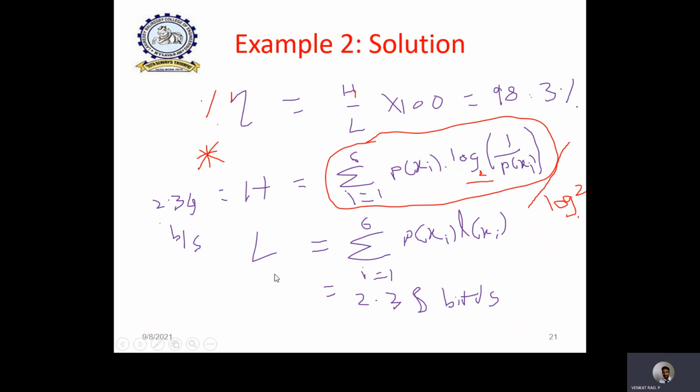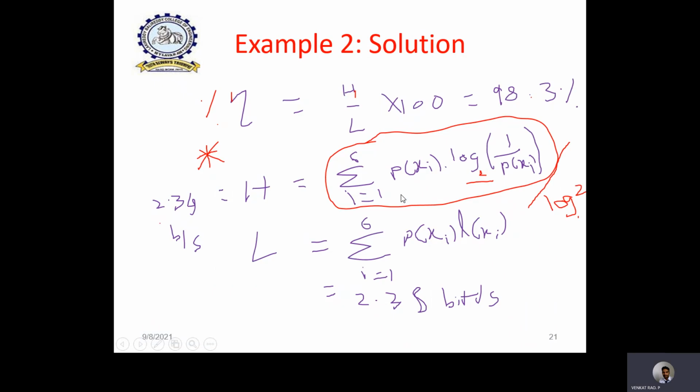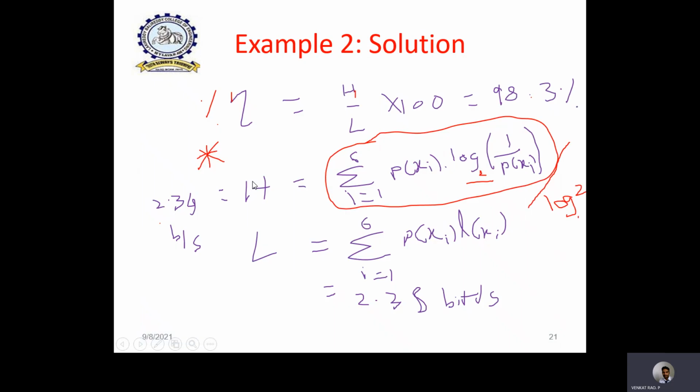So for h and L we have formulas. h is the summation of i equal to 1 to n of p of xi into log of 1 by p of xi, where p of xi means p of x1, p of x2 and so on. So you can take i from 1 to 6 and add based on this multiplication: p of x1 into log of 1 by p of x1. That means p of x1 is 0.3, so 0.3 into log of 1 by 0.3, plus 0.25 into log of 1 by 0.25 and so on. If we add the summation, we will get the h value, that is the entropy.